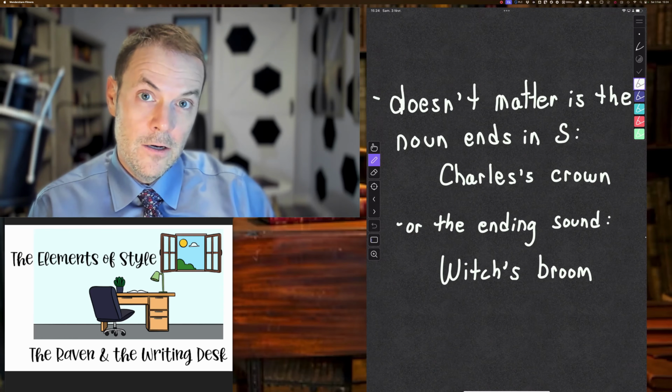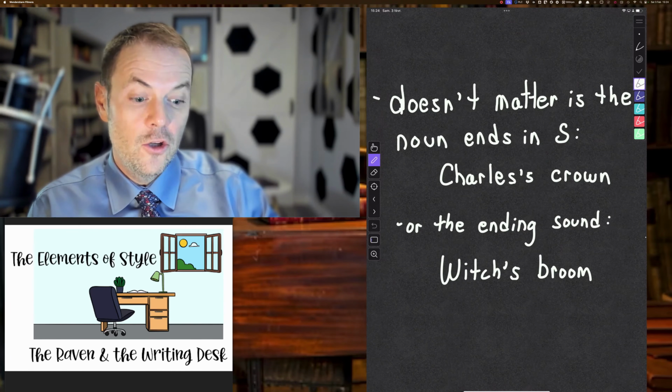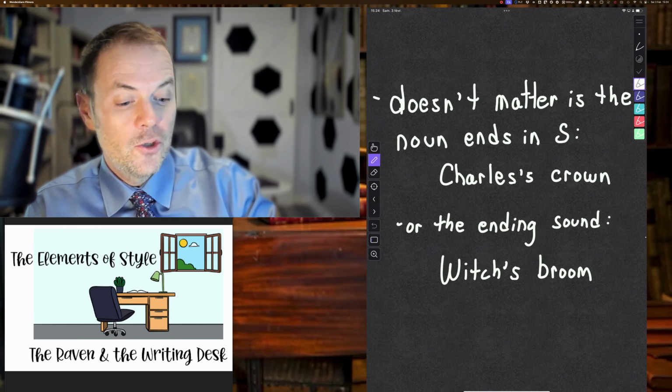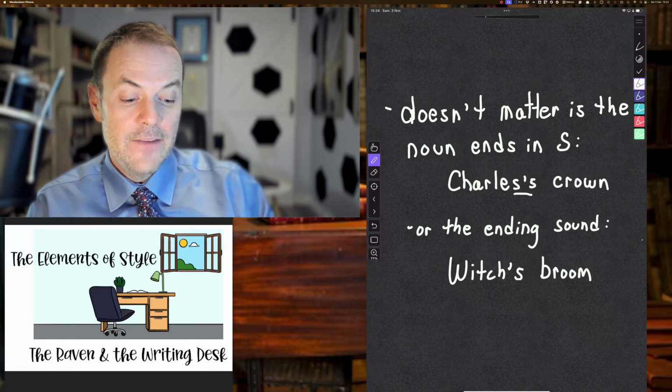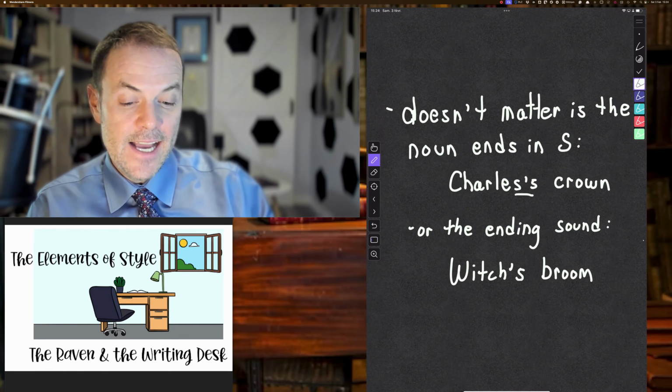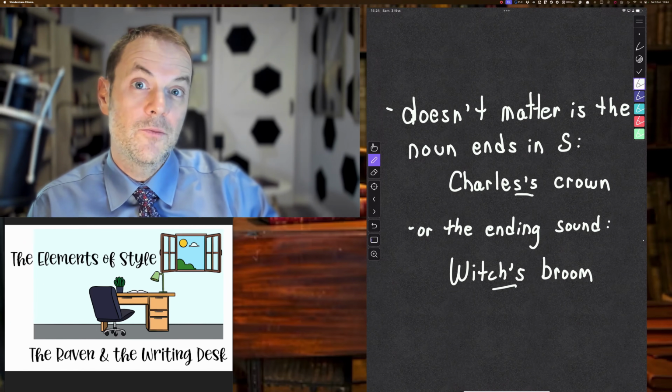It doesn't matter if the singular noun already ends in an S, you still put apostrophe S. So we get Charles's crown. And if the word ends in an S sound, we still put apostrophe S, so we have the witch's broom.